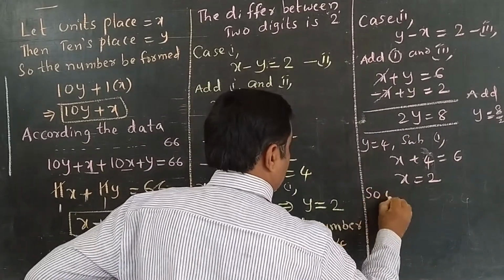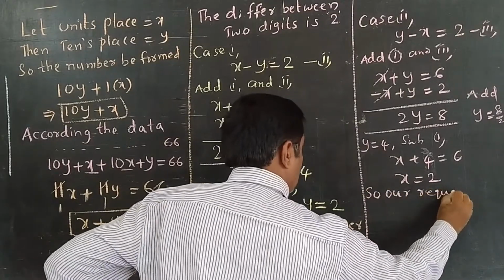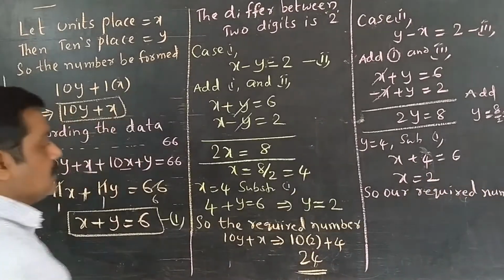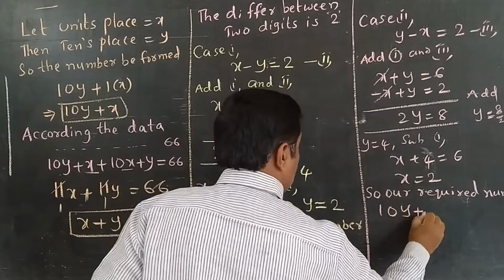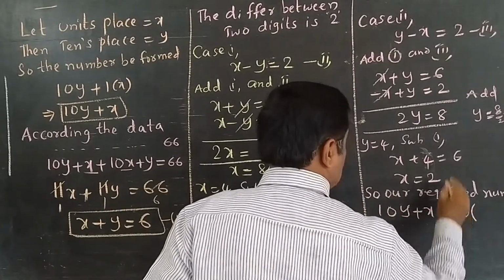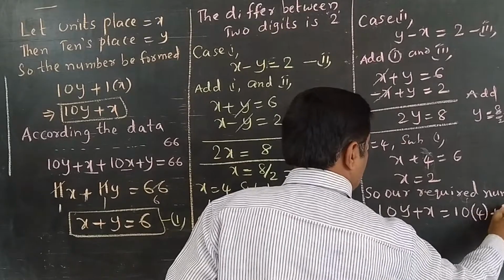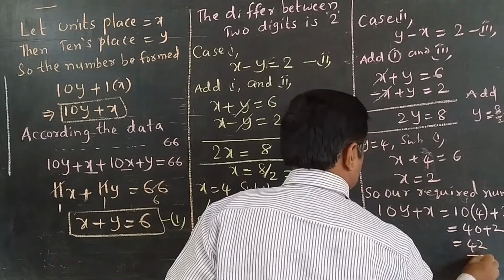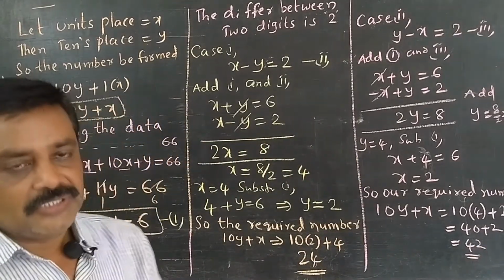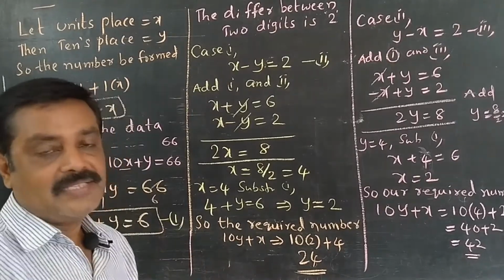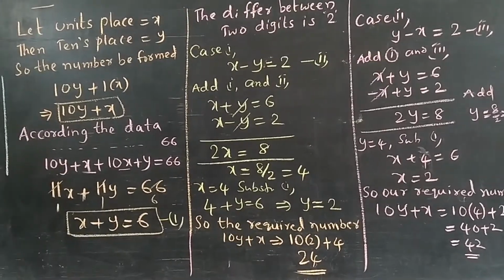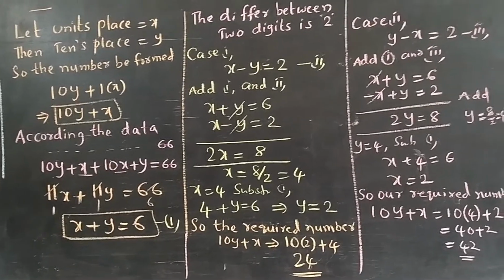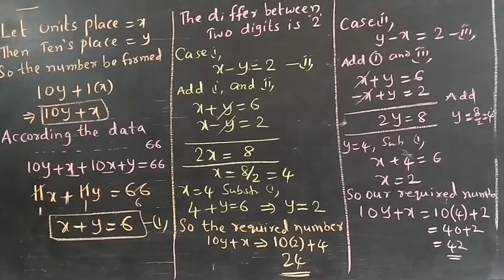So what is the required number? Original number 10y plus x. 10 at the place of y, 4, and at the place of x, 2. Means 40 plus 2. Your answer is 42. Either 24 or 42, both are correct answers. How many possible answers are there? Two possibilities for this problem. Check once then. Is it clear? Okay. Right. Thank you, children.